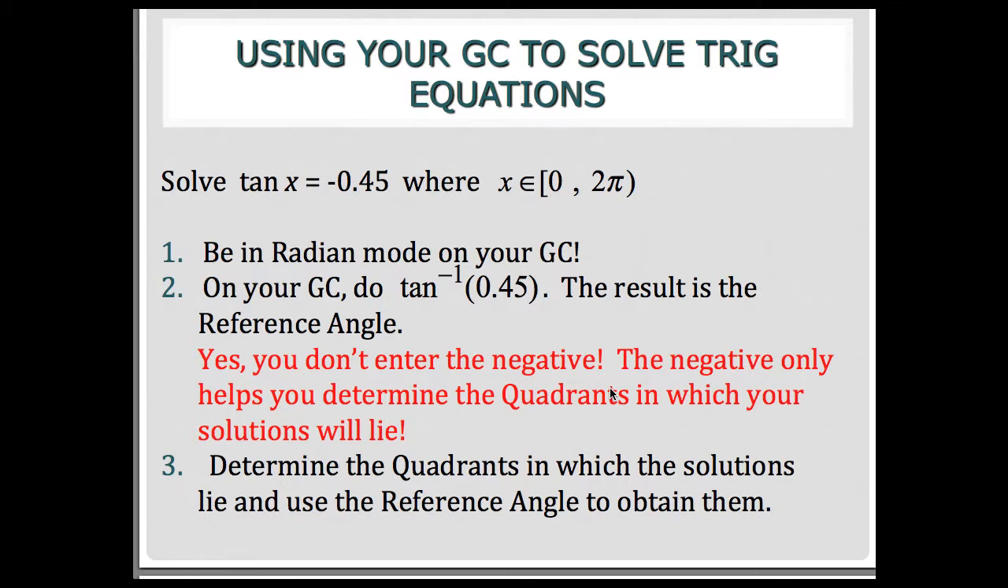We are going to use the inverse functions on our calculator to solve these. So we would do inverse function of 0.45. Now notice I'm saying to leave out the negative. The negative, I recommend you don't even put it in your calculator. The negative is really just helping you know where your answers are going to lie in which quadrants. All right, so for instance, in this one, tangent's negative. So you have to think about between all 4 quadrants, where is tangent negative? That's going to tell you in what quadrants your answers lie.